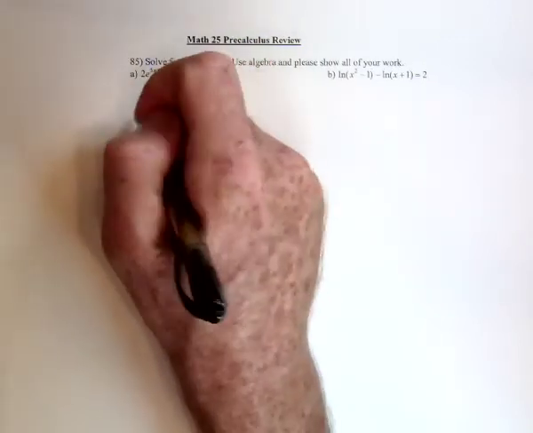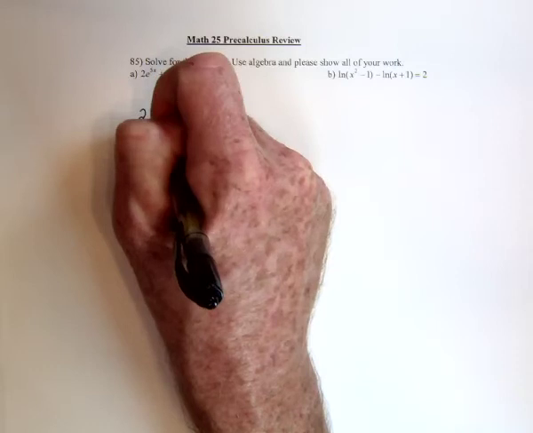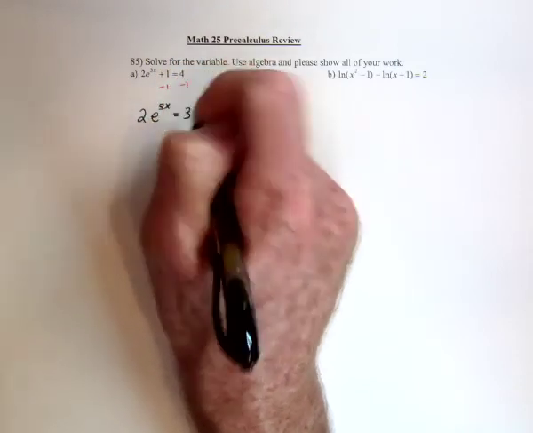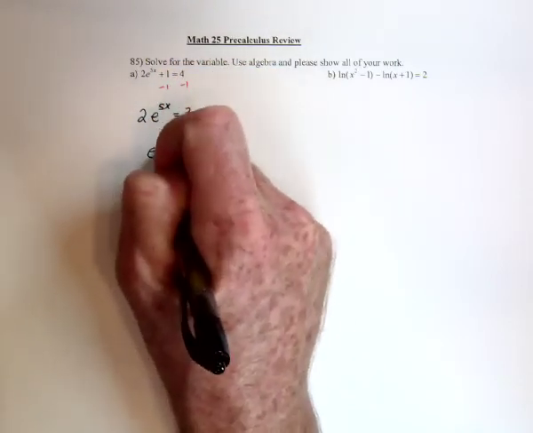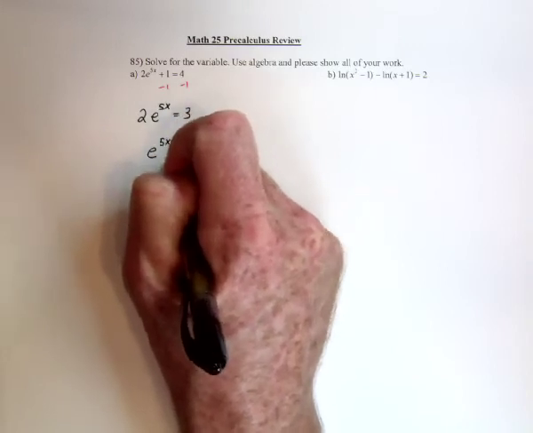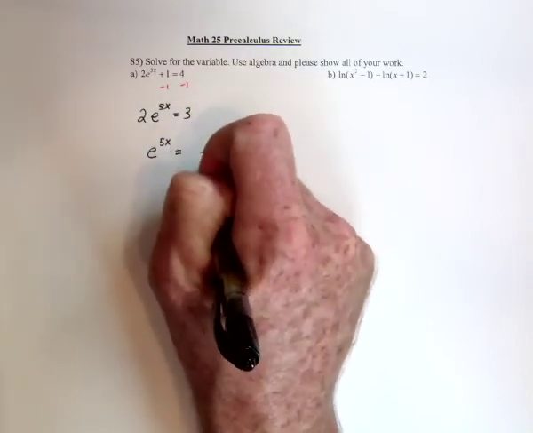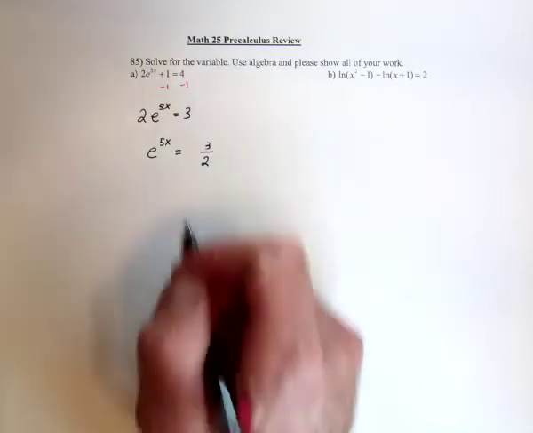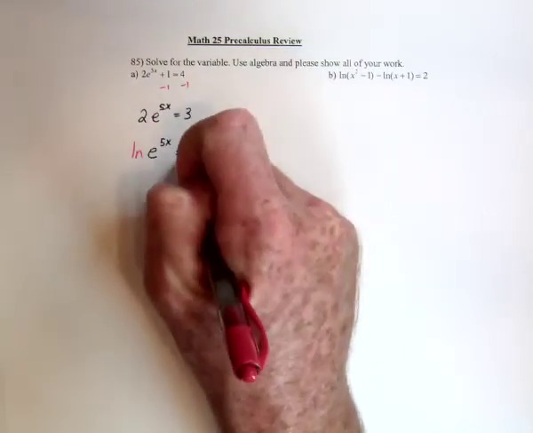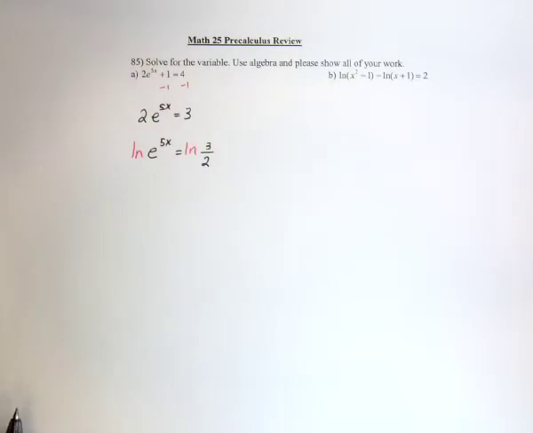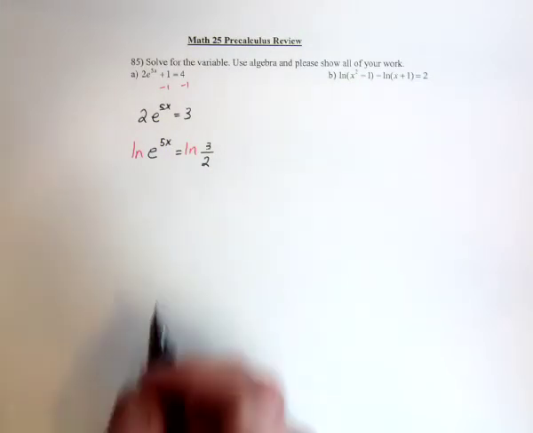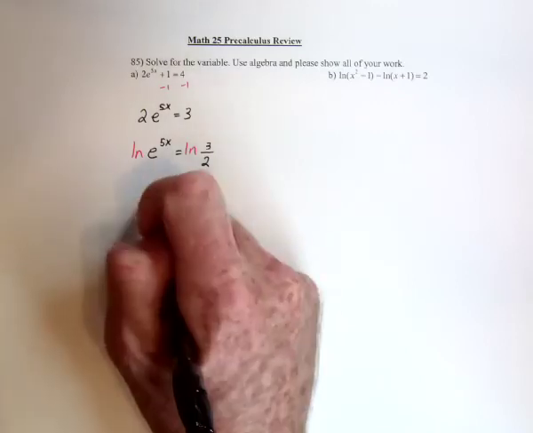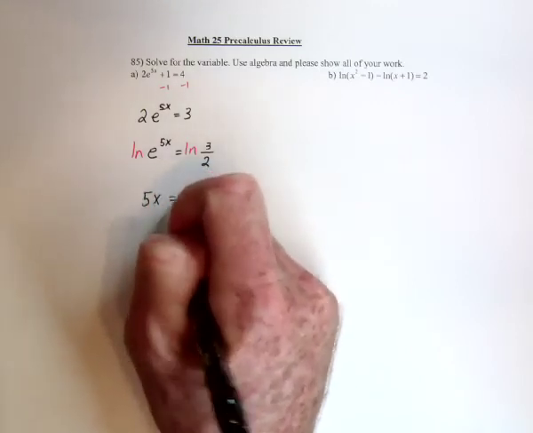So 2e to the 5x is equal to 3. I also need to move the 2, so divide both sides by 2. And then I left a little bit of space in front so that I would be able to, on the left-hand side of these, take natural log of each one. Over here, the natural log and e will cancel each other out, leaving us just with 5x.